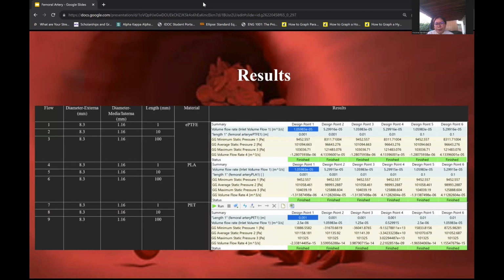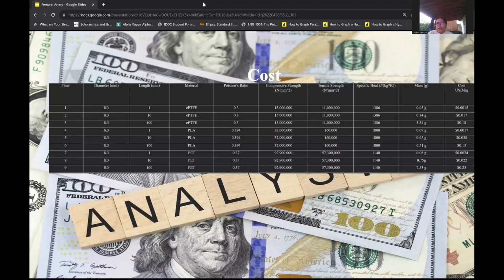Now, when deciding which is the best option, there are two options, and it's based off one research and then the other one on cost, because you just don't want to choose a material that is just cheap because it's just cheap. You have to choose it because it's ideal and it could withstand.